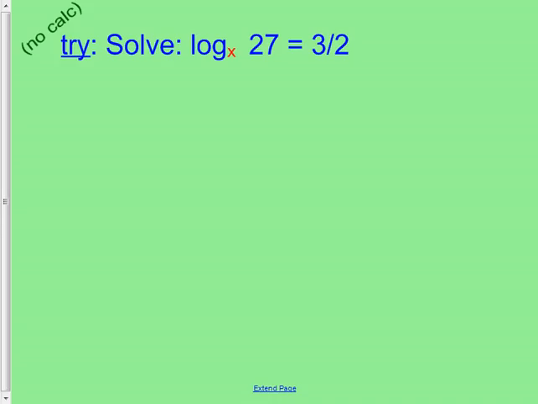All right, so let's try this one. Just do a rewrite. Whenever I say rewrite, I mean if it's a log, make it not be a log. Or if it doesn't have a log in it, make it have a log. That's what it's about, is rewriting back and forth between logs and exponents.